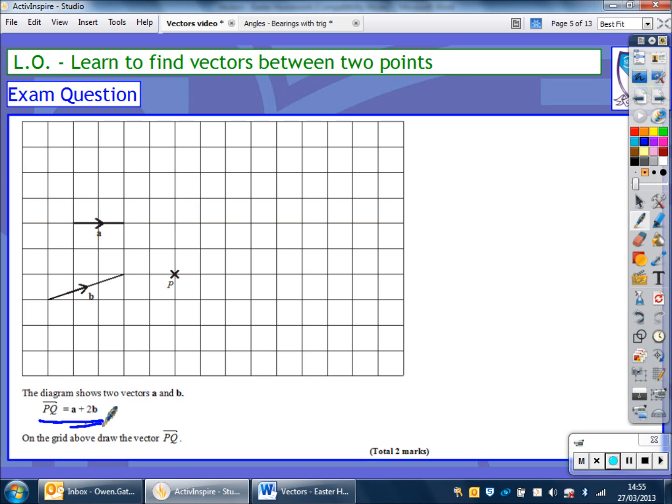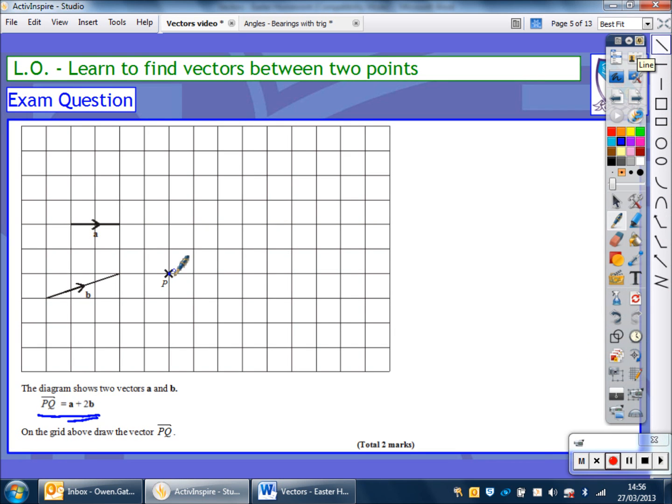Okay, well if we start at P and we think, well, first of all, P goes a vector A. Well, a vector A would be 2 squares to the right. That's what vector A is, which we can see over here. That's vector A. But it also goes to B. Now a vector B looks like this. It goes 3 across and 1 up. So that would be 1B. 3 across, 1 up. That would be 2B.